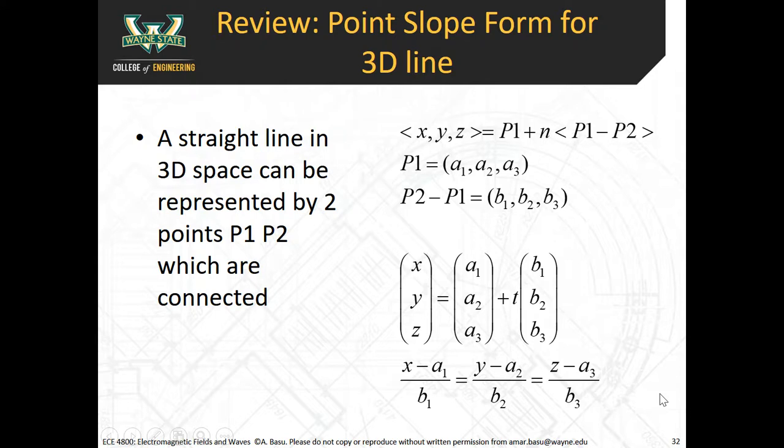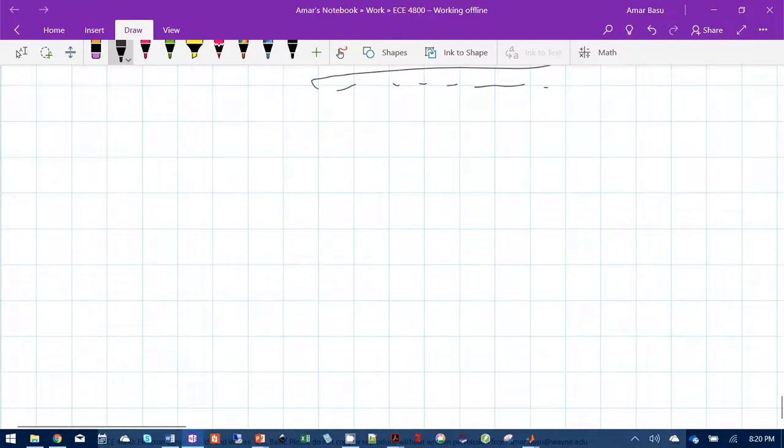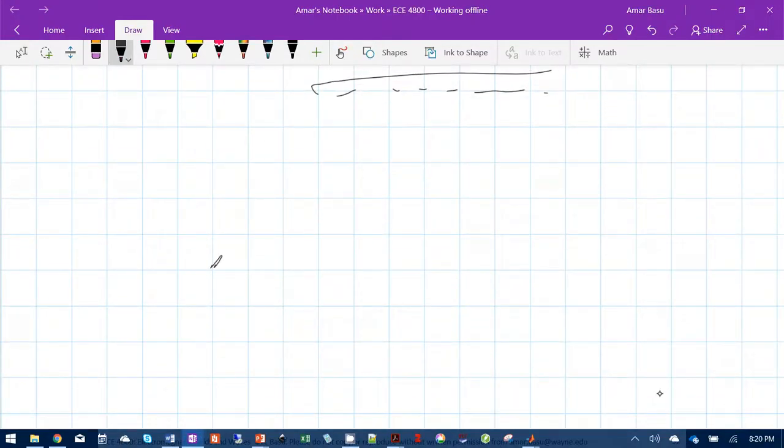It might be more intuitive if I write this out and explain it a little bit. So let's say we have some arbitrary point P1, arbitrary point P2. So we'll call this doing a line integral using parameterization.